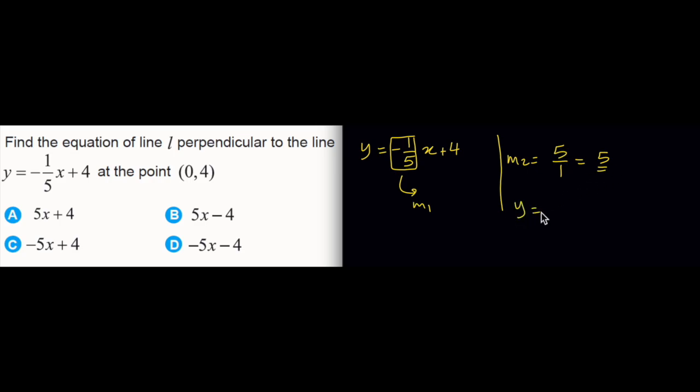Now we can write the equation of the second line. It will be y equals the slope, which is 5, times x, plus the y-intercept, since it passes through the point 0 and 4. You know that for the y-intercept, x equals 0, so the y-intercept equals 4. So y equals 5x plus 4. Y equals 5x plus 4, so the answer is A.